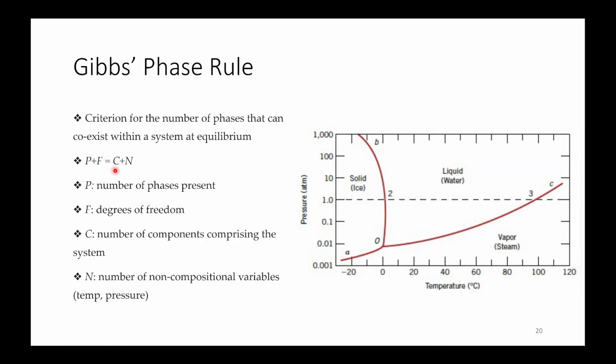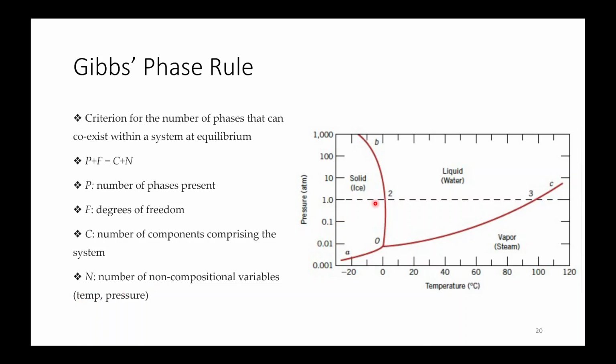So in case of unary phase diagram, your component will be 1. In case of binary phase diagram, you will be having 2 components. In ternary diagrams, you will be having 3 components. N is your number of non-compositional variables, which is temperature and pressure. So when we keep pressure as constant 1 atmosphere, then you will be taking N as 1.